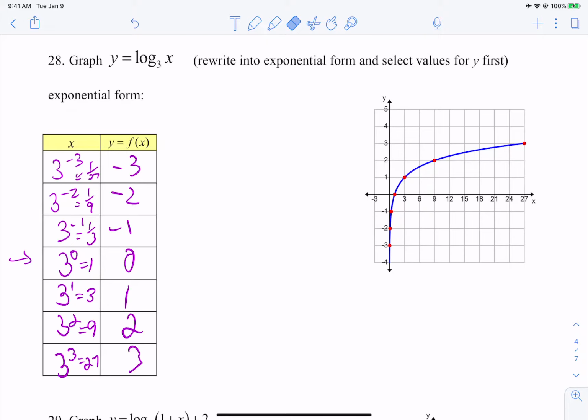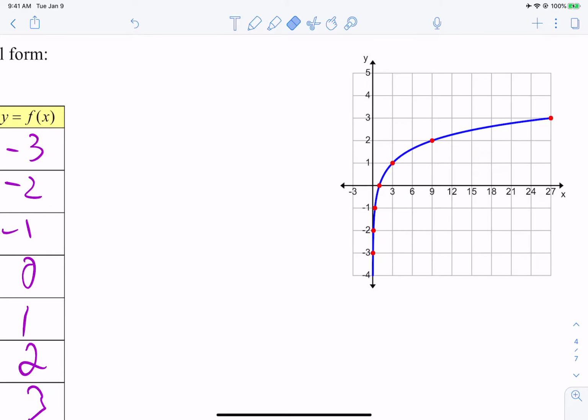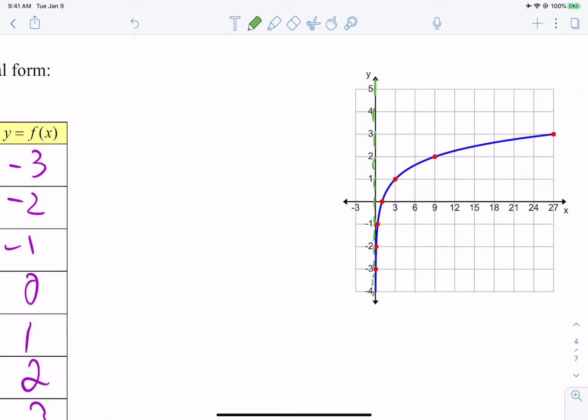Okay. And then if you go ahead and graph them, which they've already nicely done for us, you get this function. You might recall that our exponential function had a horizontal asymptote at 0. Well, our parent function of a logarithm will always have a vertical asymptote at 0.